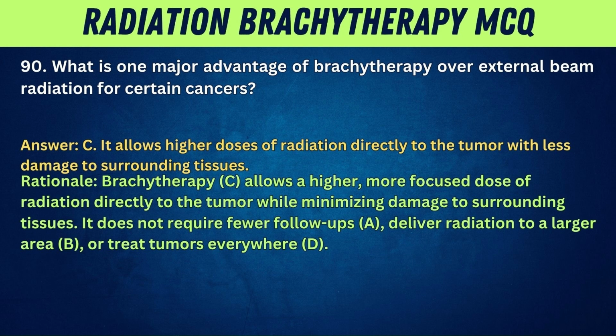Answer: C. It allows higher doses of radiation directly to the tumor with less damage to surrounding tissues. Rationale: brachytherapy, C, allows a higher, more focused dose of radiation directly to the tumor while minimizing damage to surrounding tissues. It does not require fewer follow-ups, A, deliver radiation to a larger area, B, or treat tumors everywhere, D.